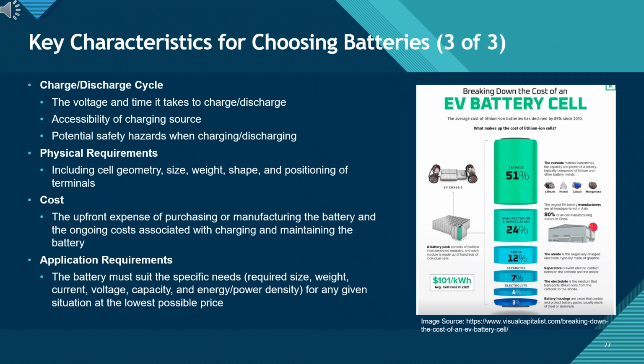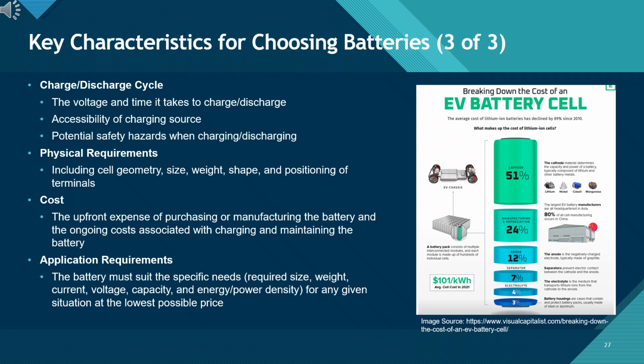Key characteristics for choosing batteries, slide 3 of 3 now. As we wrap up the key characteristics for selecting the right battery, the last group of considerations focuses on how the battery will actually be used in the real world. First, the charge and discharge cycle matters: how long it takes, how easy it is to access charging, and any safety risks during the process.